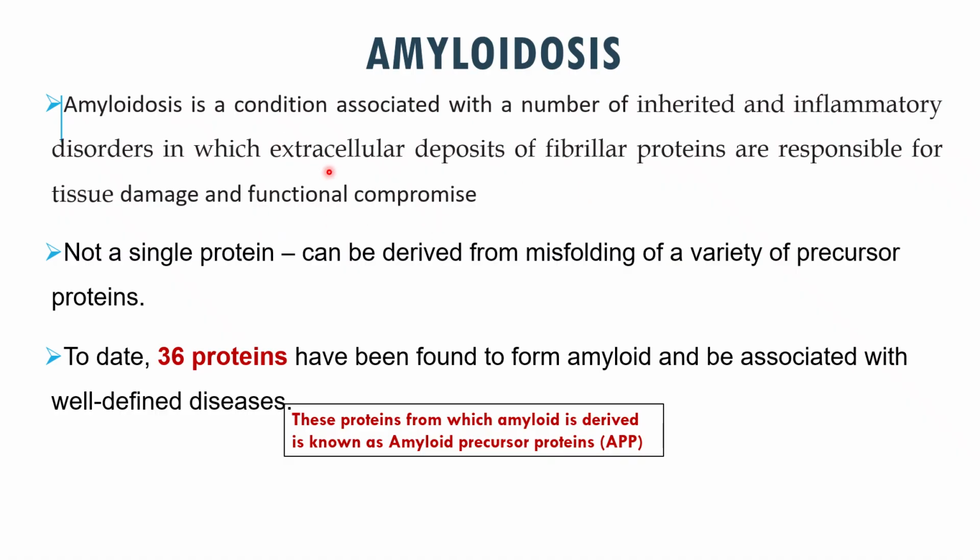But amyloid deposition can be intracellular. So it is not a single protein. It can be derived from the misfolding of a variety of precursor proteins. To date, 42 proteins have been found to form amyloids and can be associated with well-defined disease.